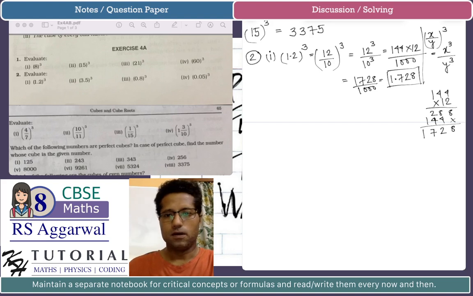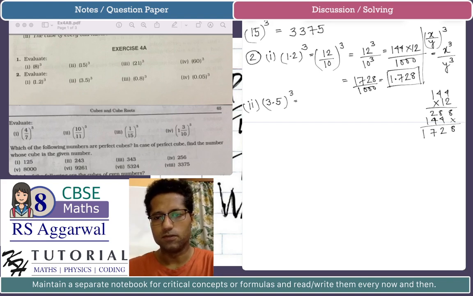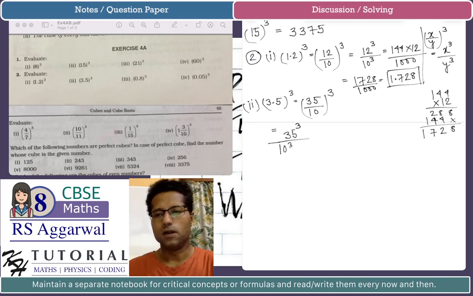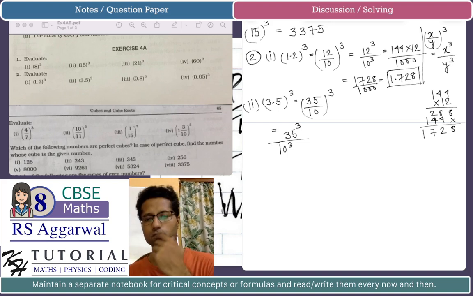Okay, let's do part 2. 3.5 whole cube. The concept is the same, the steps are the same. Convert the decimal number 3.5 into fraction form, it will be 35 by 10, and you have the cube of 35 by 10. This is equal to 35 cube by 10 cube. Now you have to find 35 cube.